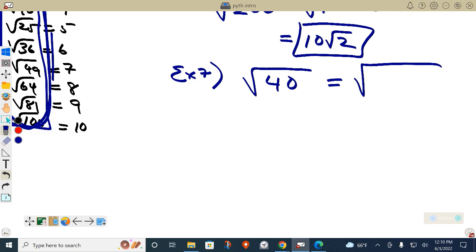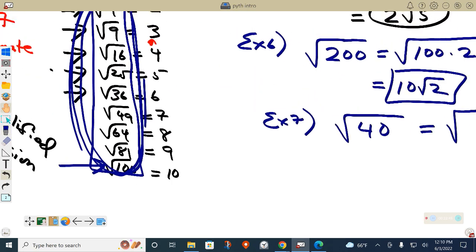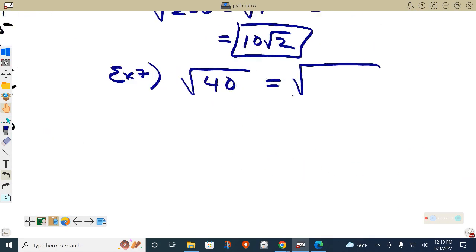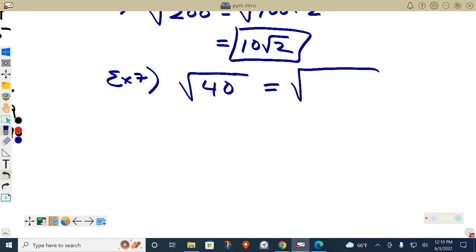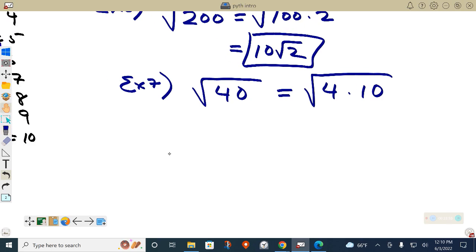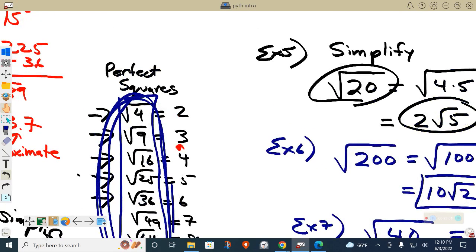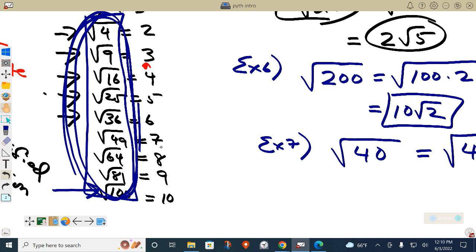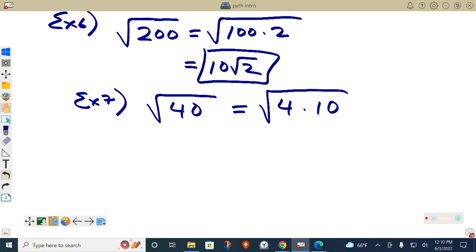So I'm thinking in perfect squares now. Here we go. Square root of 40. 4 fits into 40 for sure. 4 times 10 is 40. Again, notice I got the 4 from this list. I'm looking at this list of perfect squares to see if they're factors of 40. Not just any numbers, these numbers. These are the ones I care about. So 4 times 10 is 40. Square root of 4 becomes 2. And I got 2 rad 10.